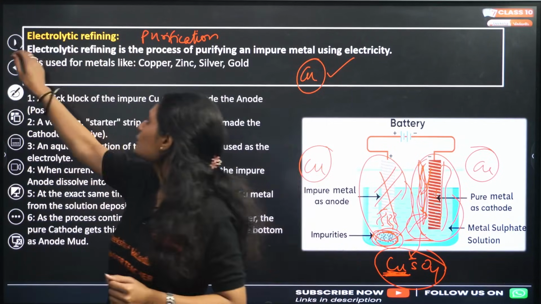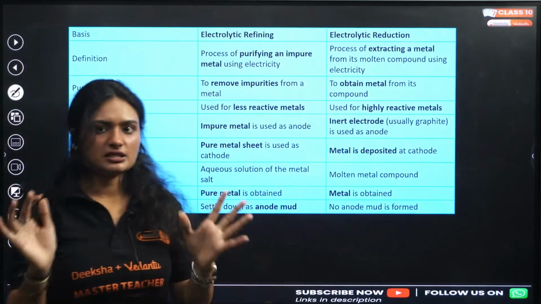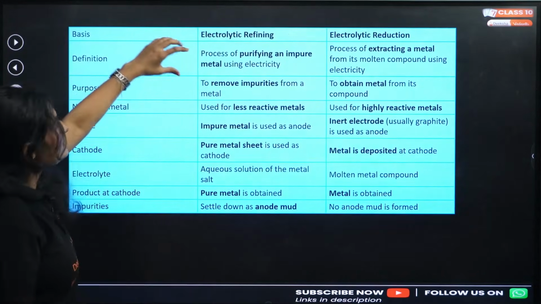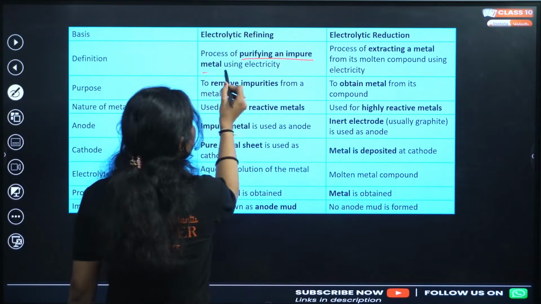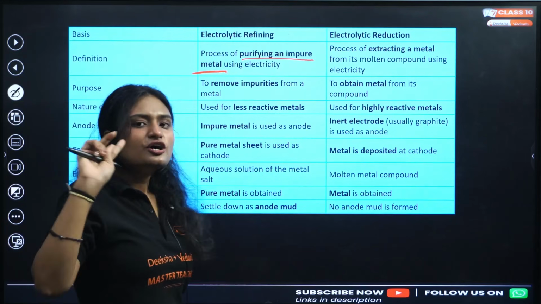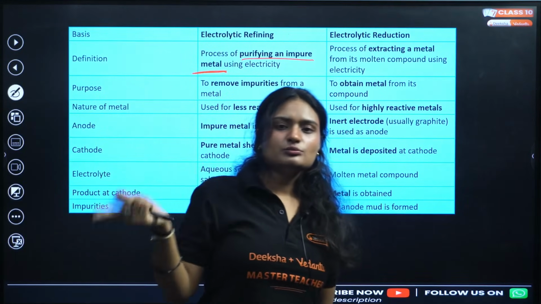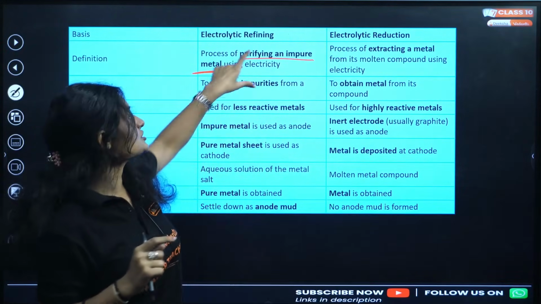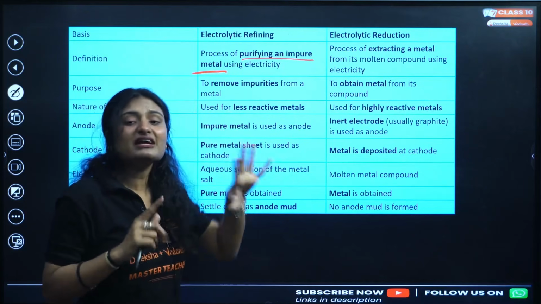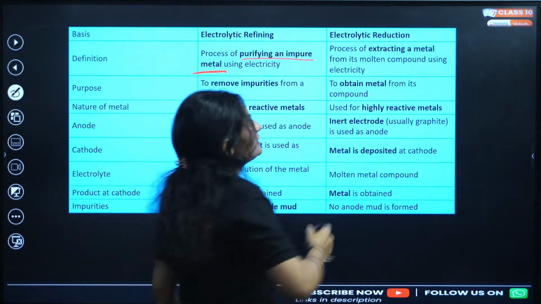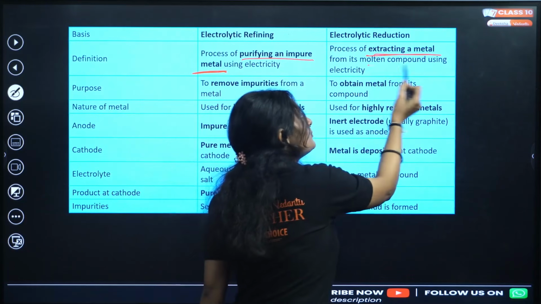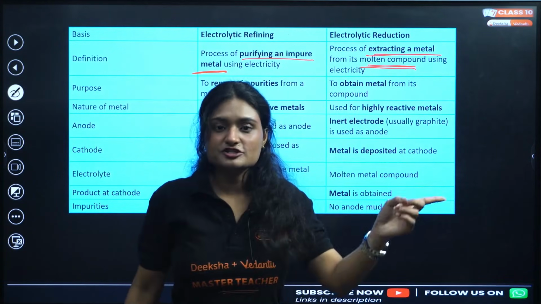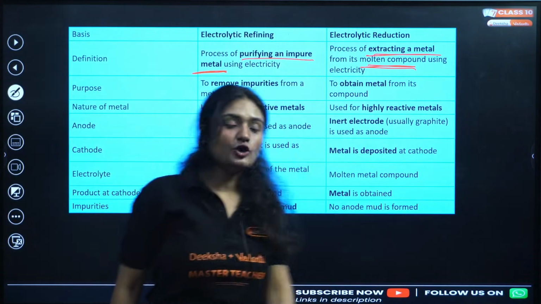Now let's distinguish them. A basic distinction, the differences: electrolytic refining and electrolytic reduction. So this is used for purifying an impure metal using electricity. One thing is common, we are using electricity in both cases, but in one case we are just refining an impure metal, purifying an impure metal, while in electrolytic reduction we are extracting a metal from its molten compound. We melted it first, right, because there were no ions. I hope it is clear now.